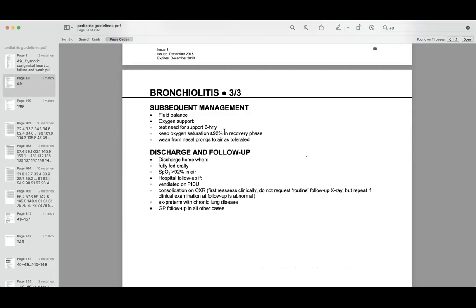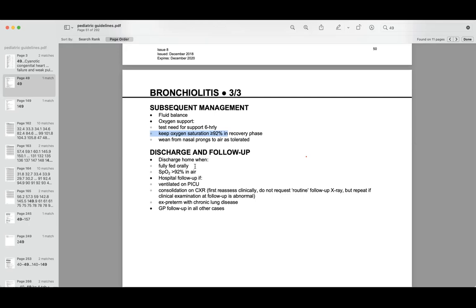Keep oxygen saturation more than 92. Wean from nasal prongs to air as tolerated. So weaning also you have to consider. As soon as they are improving, weaning should be considered. Even if the child is on CPAP, weaning has to be considered.